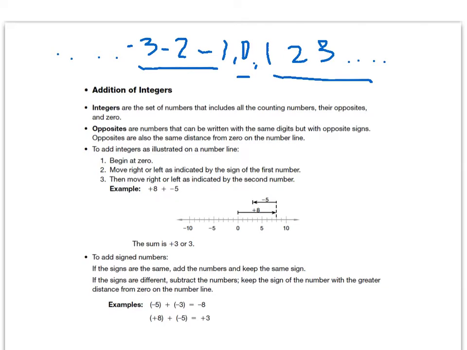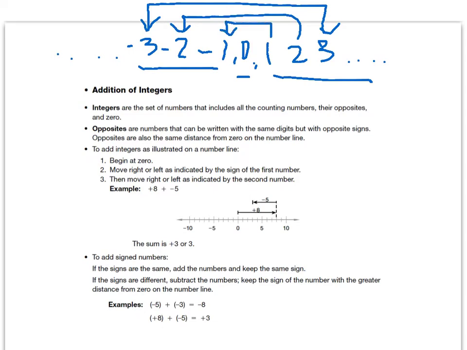So opposites are numbers that can be written with the same digits and opposite signs. So again, 3 and its little evil twin are 3 and negative 3, 2 and negative 2. Everybody has a partner, 1 and negative 1, except for 0. 0 does not have a negative and a positive. That's why it is not considered an opposite. It's a very unique number. And the opposites always make 0.